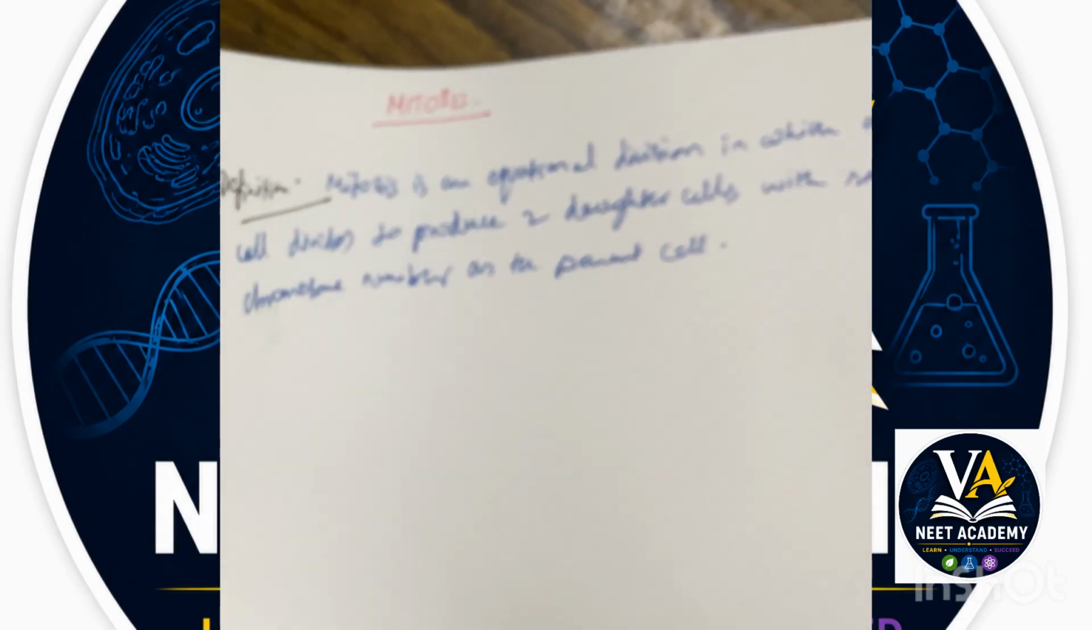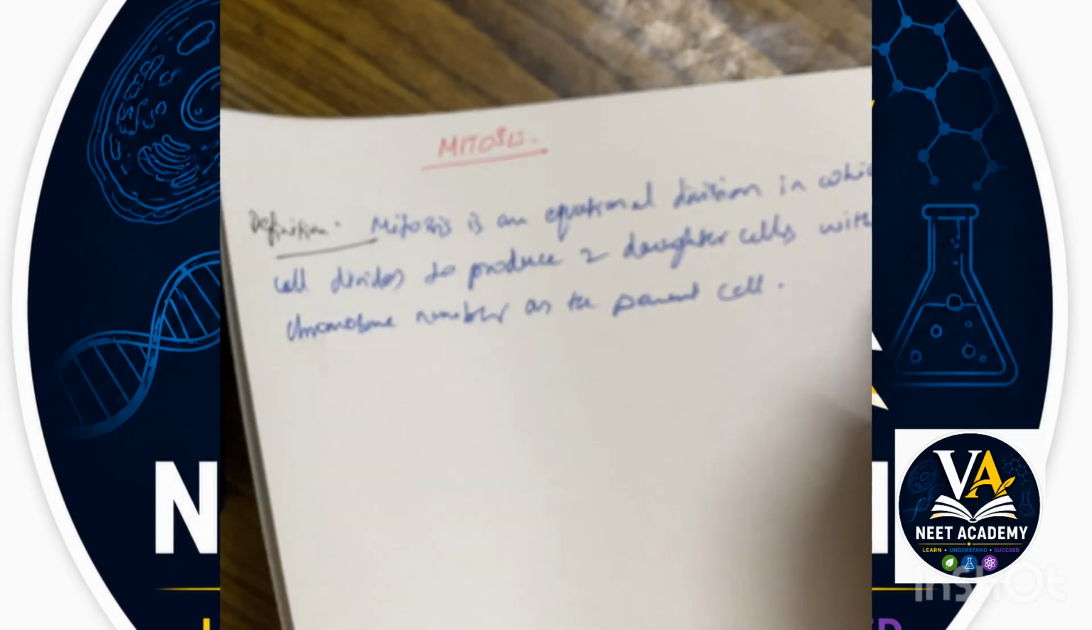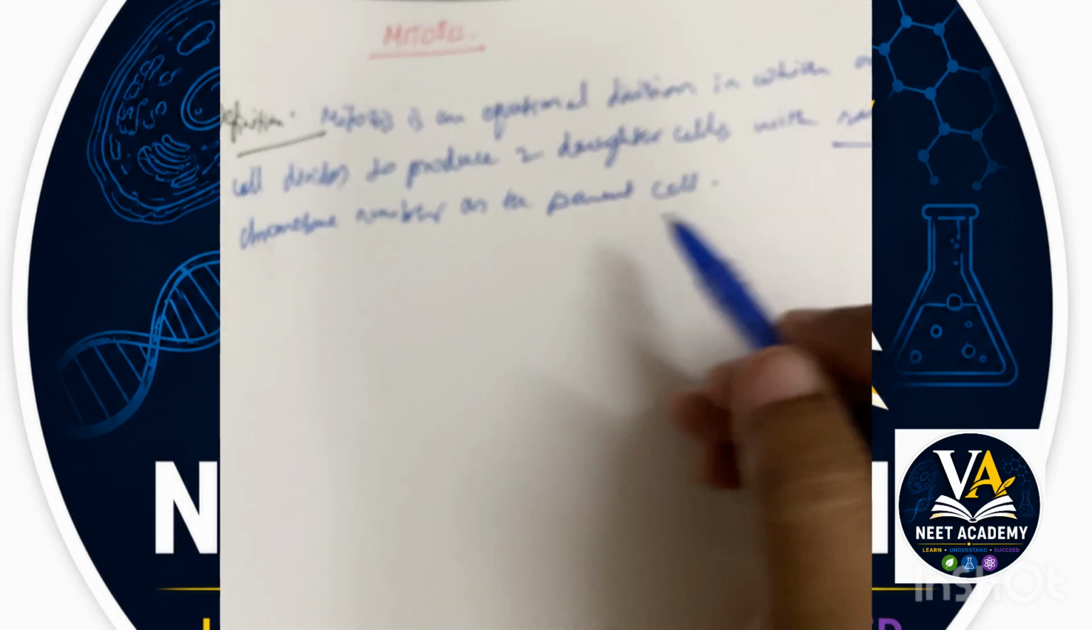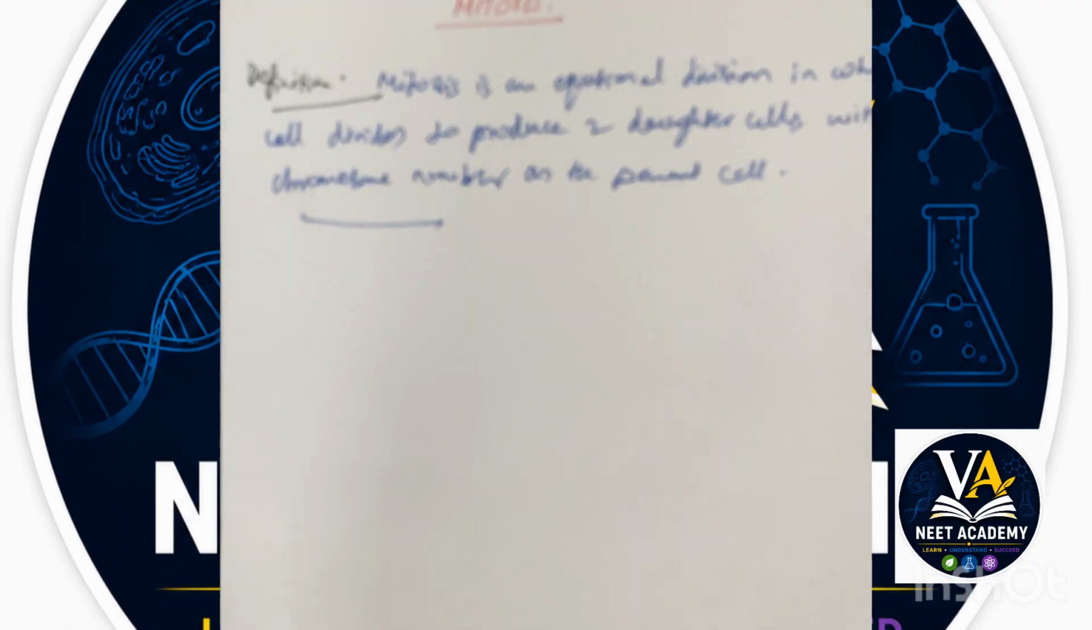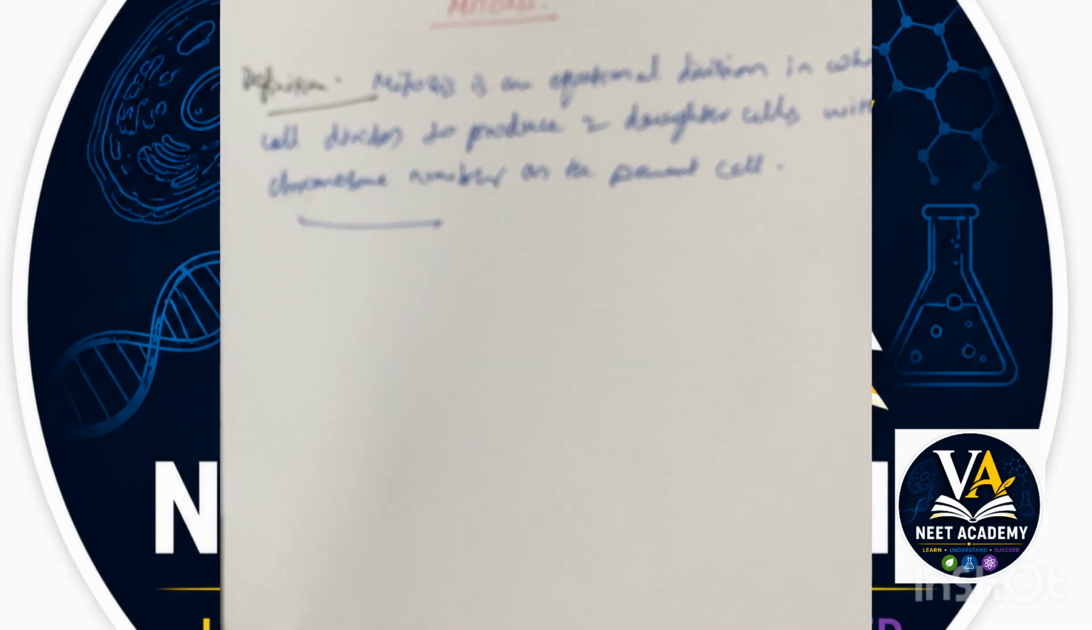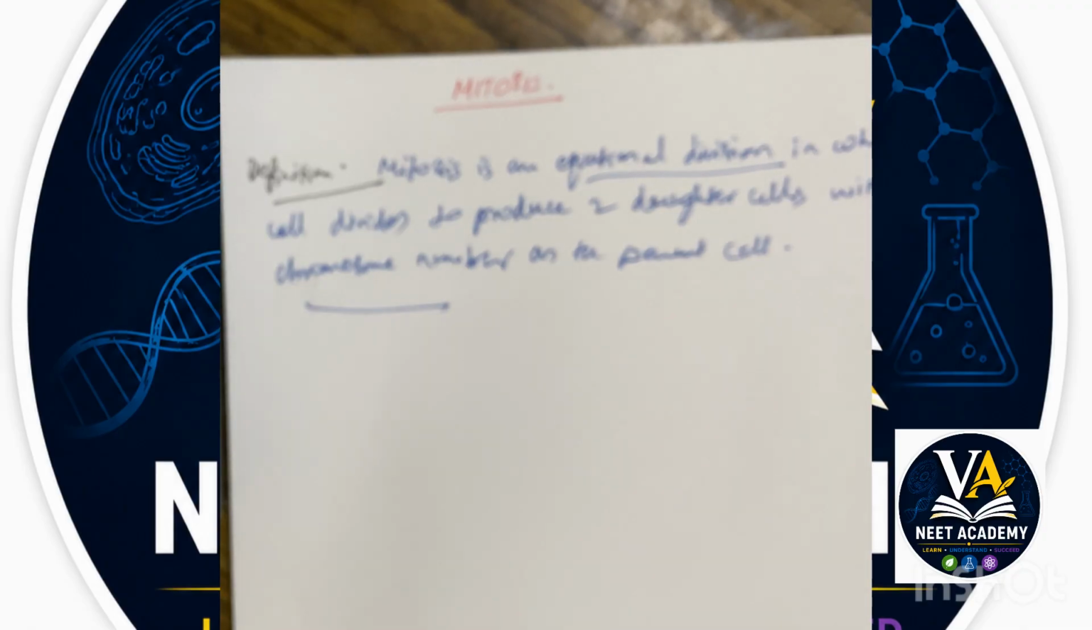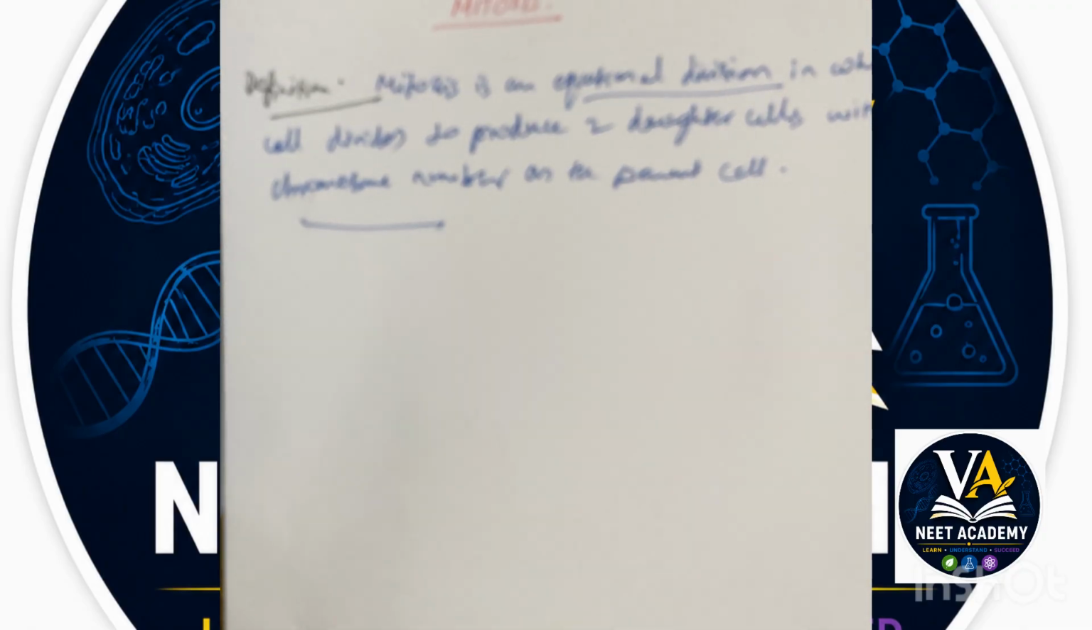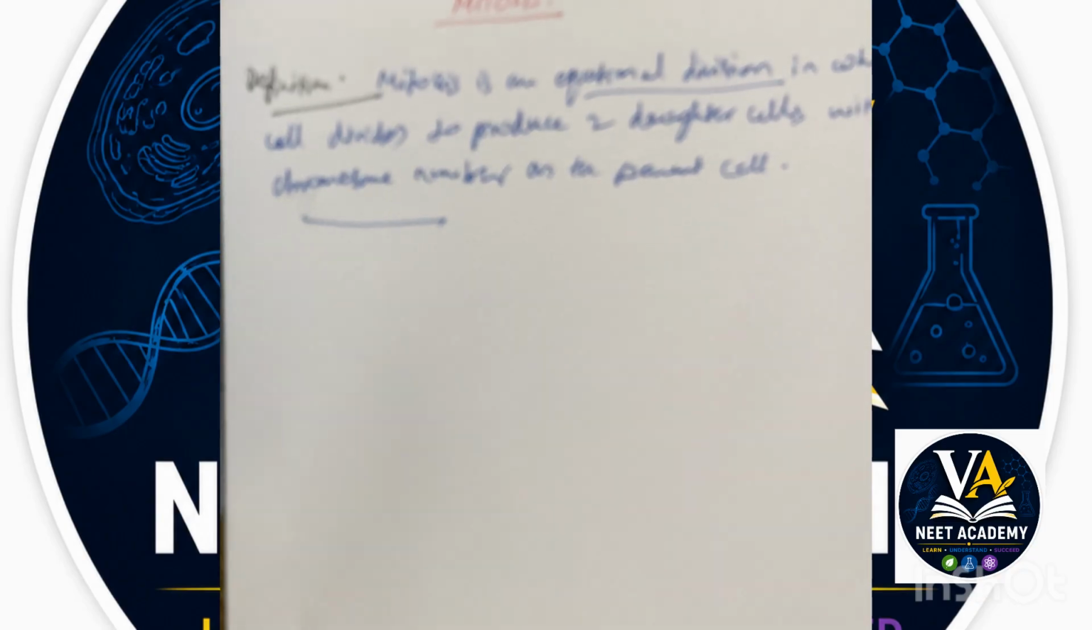Now because the chromosome number is unchanged, here it says with the same chromosome number, isn't it? Because the chromosome number is unchanged, this is the reason why it is called equational division. So mitosis is an equational division where one parent cell divides to produce two daughter cells with chromosome number identical to the parent cell.